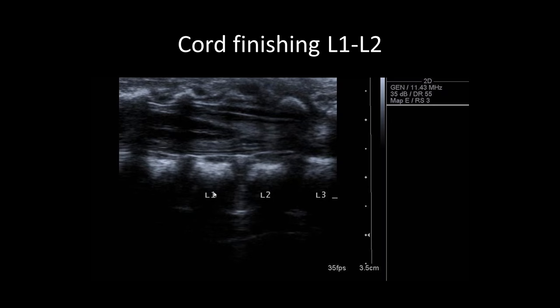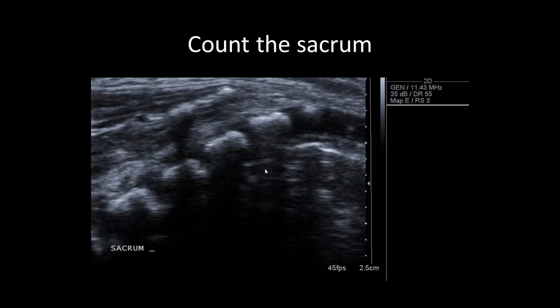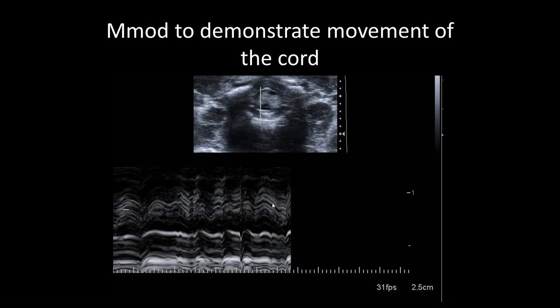Okay, so this is the cord finishing at L1, L2, so it's important to label your spines. Here's your conus, and here's your terminal filum. So this is a normal cord, here's your conus, and here's your terminus. And this is a way of counting, so you can count from your sacrum, so that's 5, 4, 3, 2, 1. So this is S1, and then the next one's L5, and you can count back. And you see it by the angulation that is caused from the sacrum back to the lumbar spine.